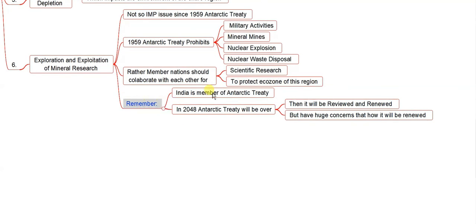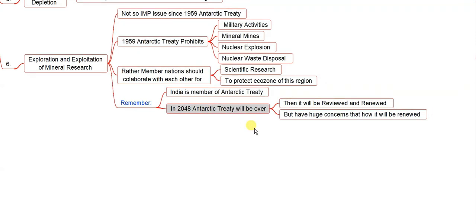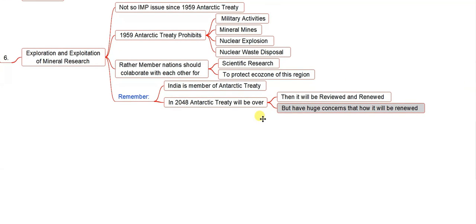Now remember this fact that India is a member of the Antarctic Treaty, and in 2048 the Antarctic Treaty will be over. Then it will be reviewed and renewed again, but there are huge concerns about how it will be renewed.